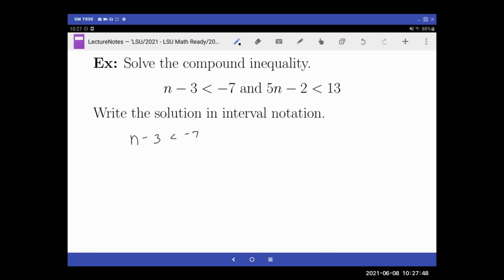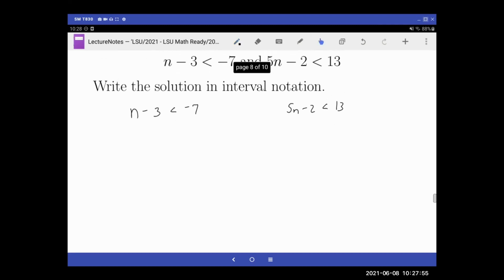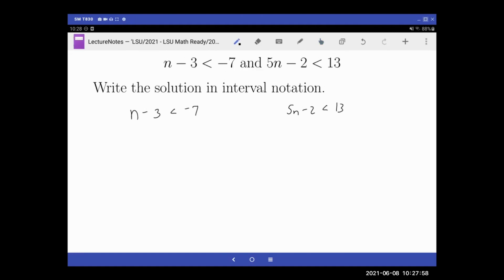n-3 is less than -7. 5n-2 is less than 13. And I want to solve these individually. So on the left side, if I were solving that like an equation, I would add 3 to both sides. And on the right, if I were solving that like a regular equation, I would add 2 to both sides first. That would cancel out the -2. 13 plus 2 is 15. Divide both sides by 5.